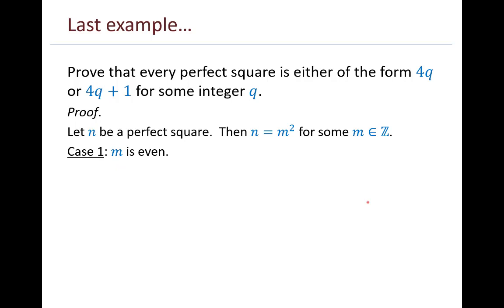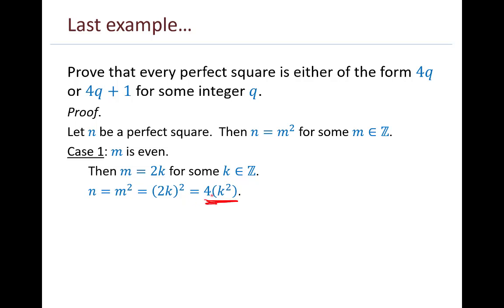Case 1, m is even. Then m equals 2k for some integer k. Then n equals m squared equals 2k squared equals 4 times k squared. That's a good position to be in because remember, one of the outcomes I wanted was that my perfect square was of the form 4q, so that looks pretty good.